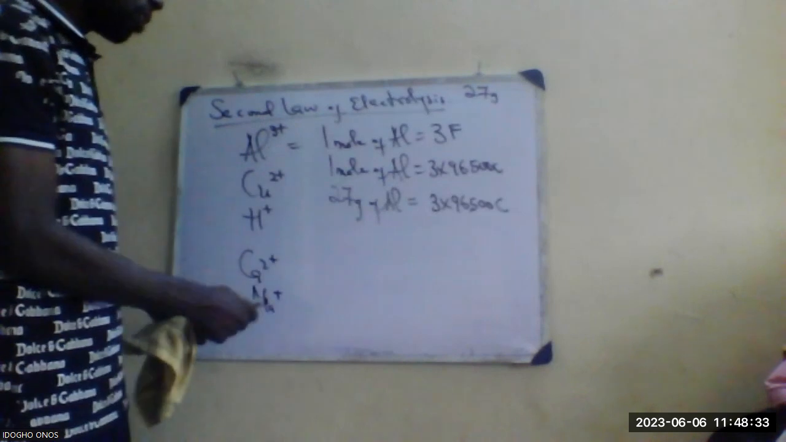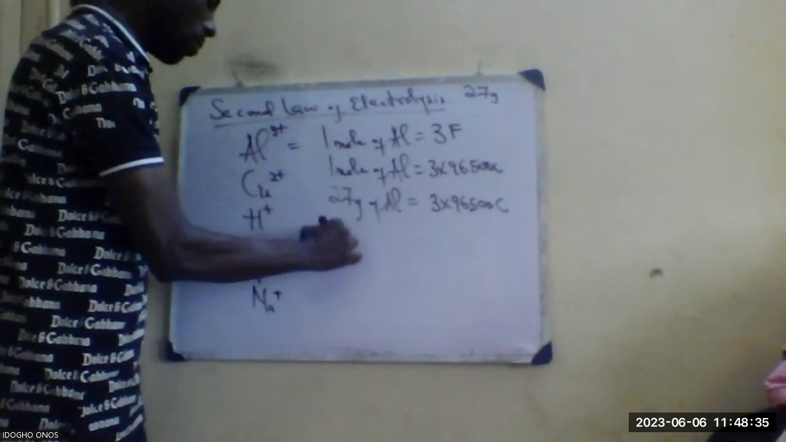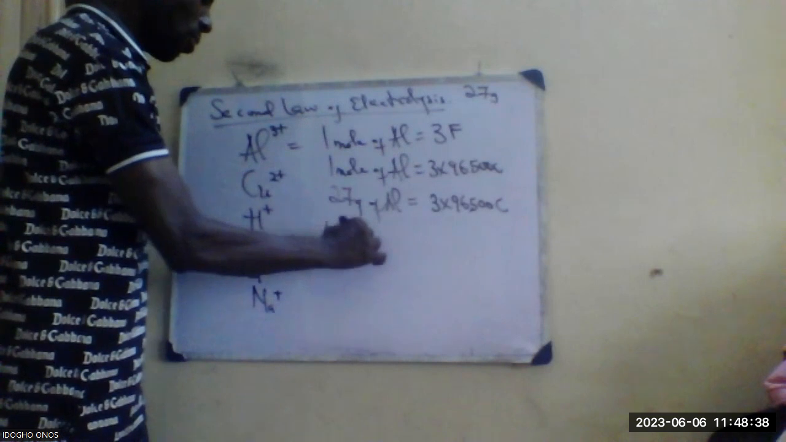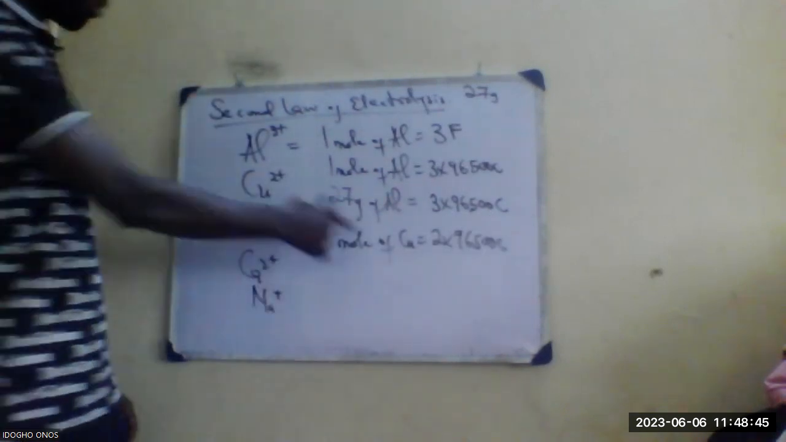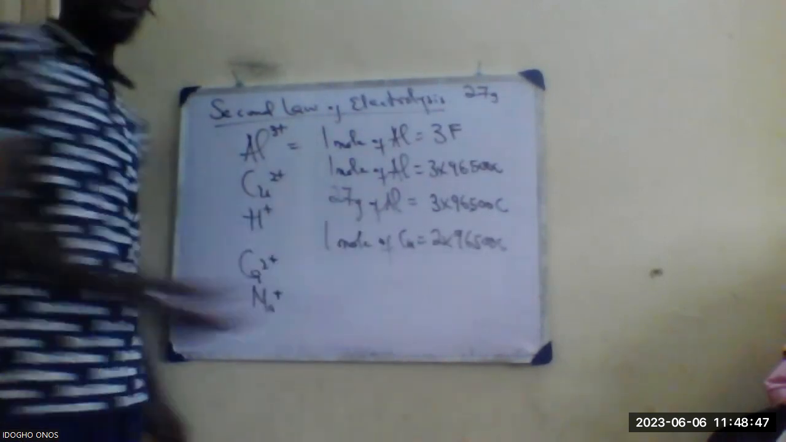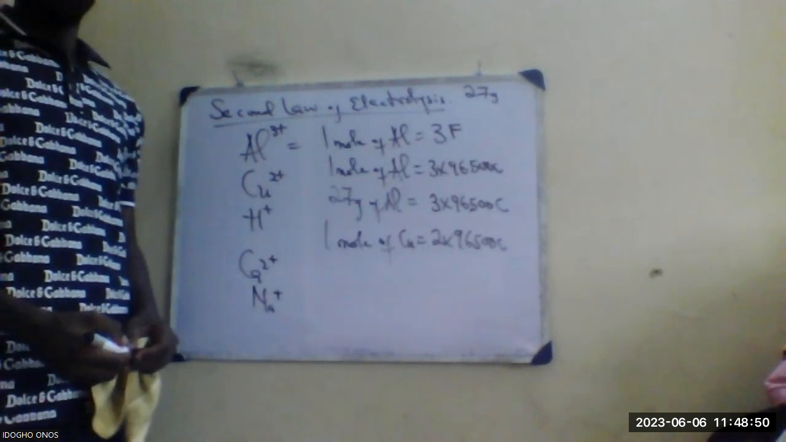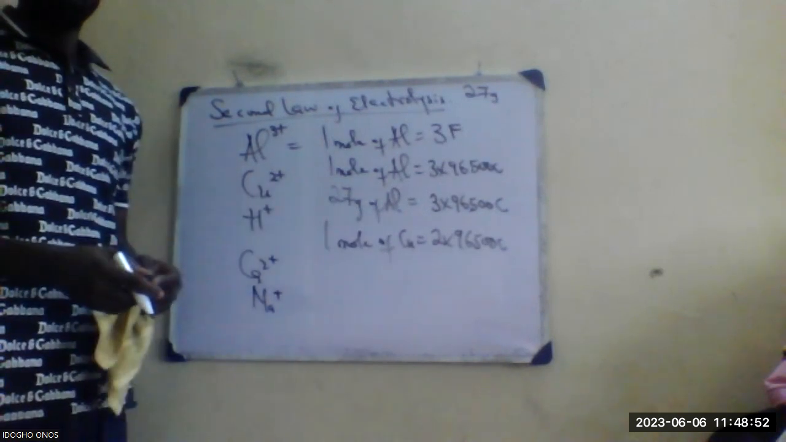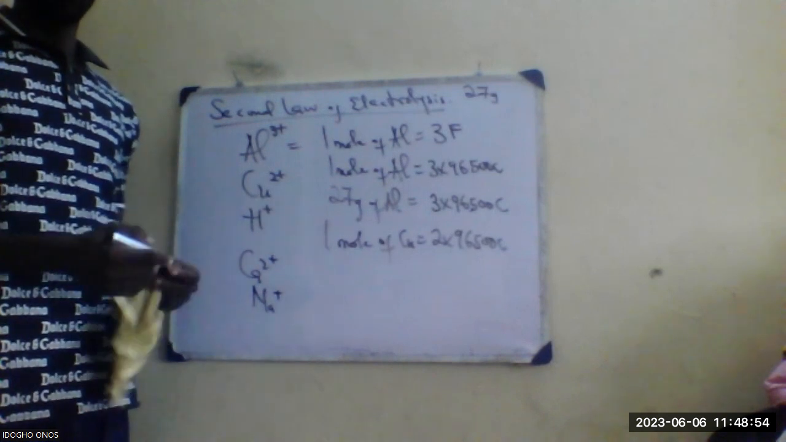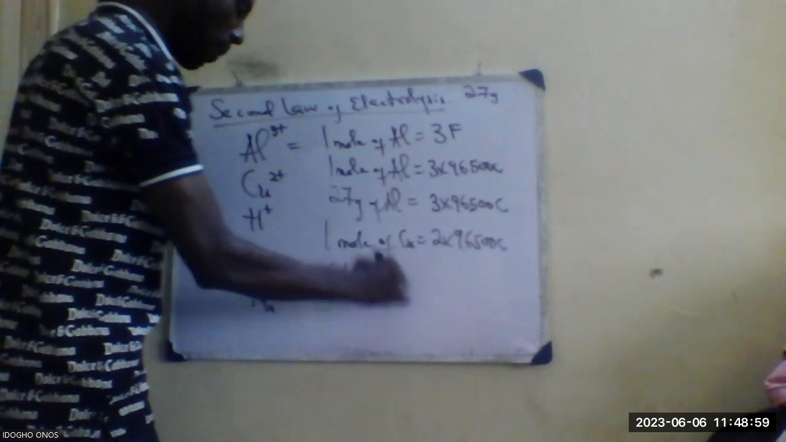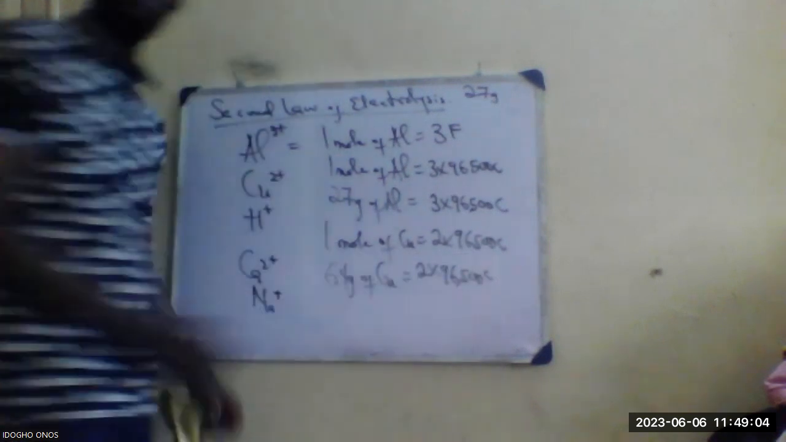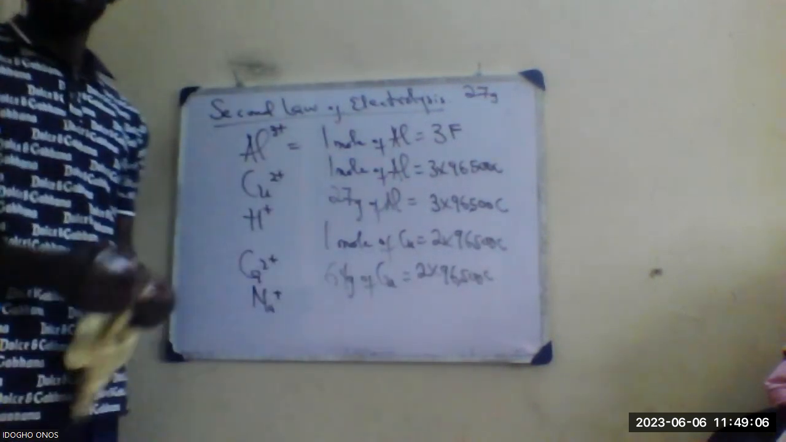The same is also applicable for the rest. 1 mole of copper is equal to 2 times 96,500 coulombs. Copper is most of the time given as 64 or could be 63.5. The question will give it to you, but if it is not given, you can work with 64. So 64 grams of copper is deposited by 2 times 96,500 coulombs of electricity. And the rest like that.